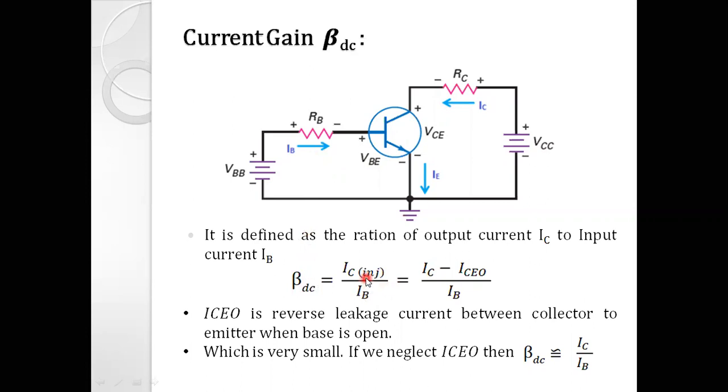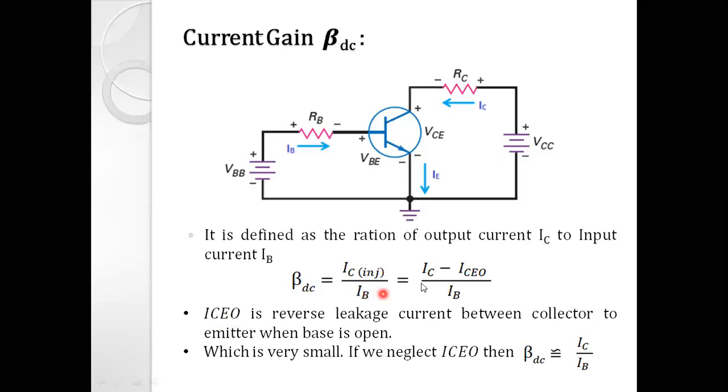Here you can see that IC is nothing but IC minus ICEO, where ICEO is the reverse leakage current between collector and emitter terminal when the base terminal is kept open. That means when we do not apply this VBB supply to the transistor, due to the minority carrier flow between the collector and emitter junction, that results in ICEO, known as the reverse leakage current between collector and emitter region when the base terminal is open.